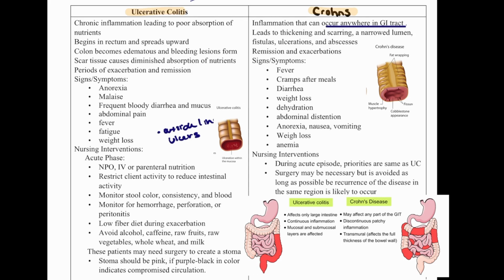Again, remissions and exacerbations. We can see things like fever, cramping after meals, weight loss, dehydration, abdominal distension, anorexia, nausea, vomiting, anemia. Our nursing interventions during an acute episode are the same as ulcerative colitis. Again, surgery may be necessary, but is avoided as long as possible because recurrence of the disease in the same region is likely to occur.